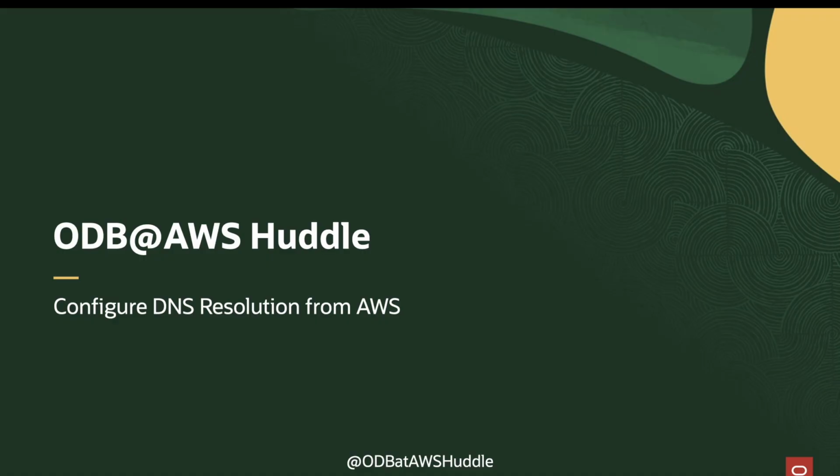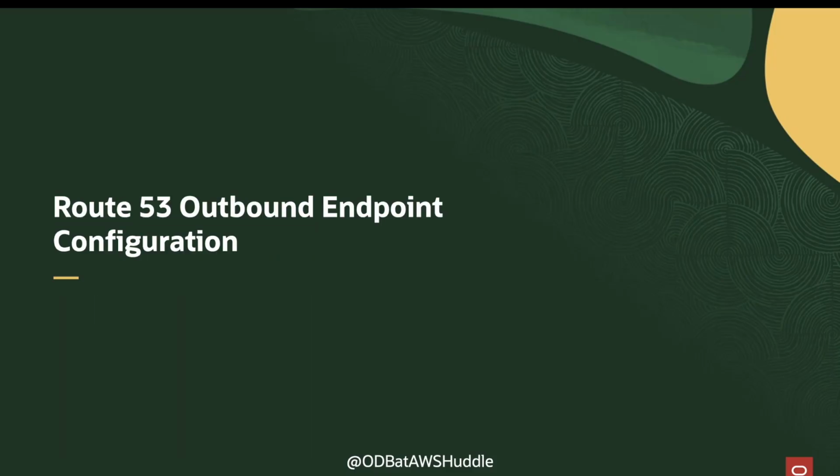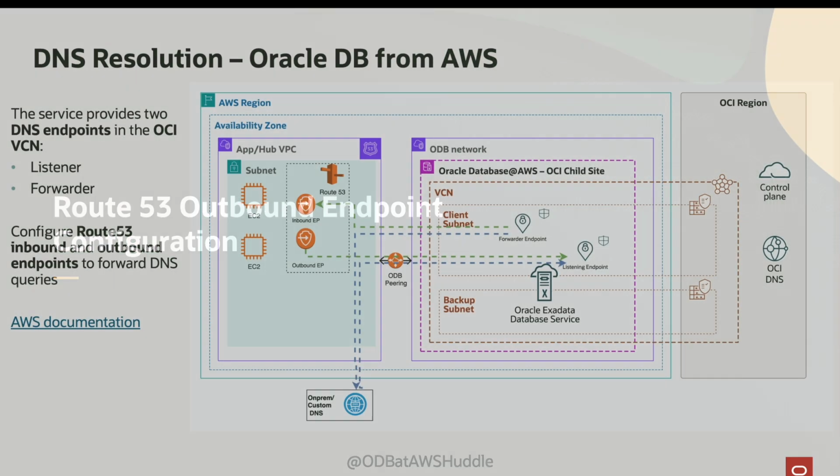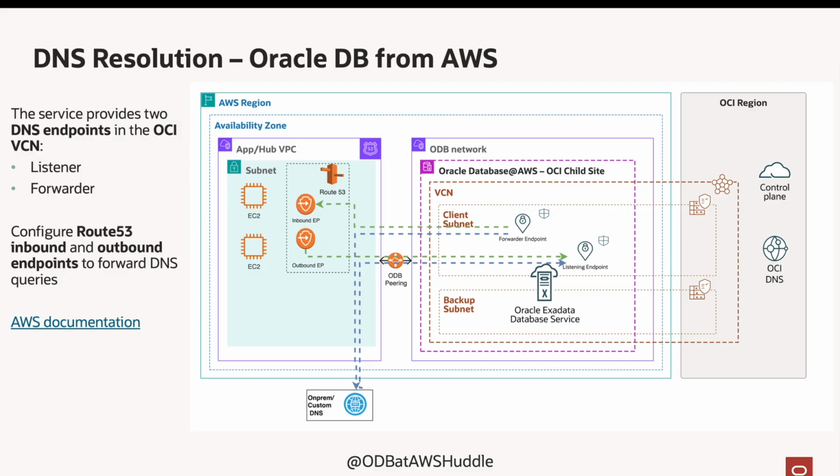In this video we walk you through the steps required to configure DNS resolution from AWS. When the ODB network is created, two private resolver endpoints are deployed in the corresponding VCN. One endpoint serves as a listening address and the other as a forwarding address. However, DNS resolution is not enabled by default. You can enable DNS resolution from AWS to OCI or from OCI to AWS. In this video, we will see how to configure DNS resolution from AWS to OCI.